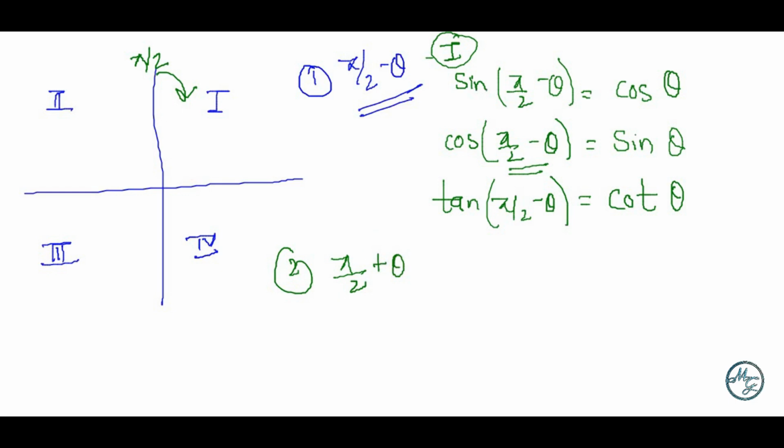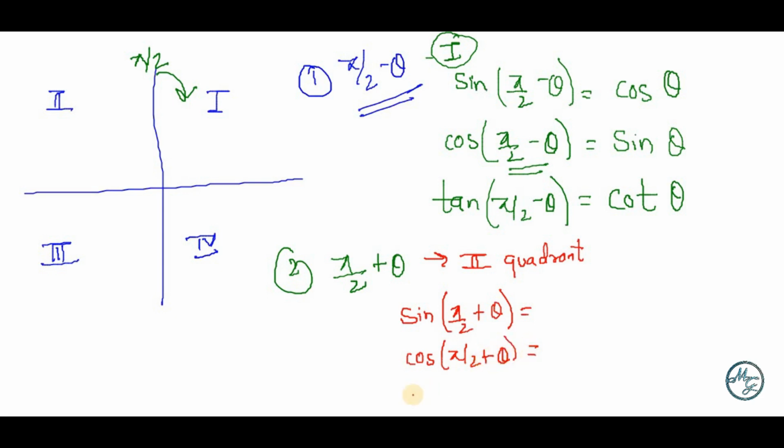When I say pi by 2 plus theta, that means the angle lies in the second quadrant. So let's write sine(pi by 2 plus theta), cos(pi by 2 plus theta), tan(pi by 2 plus theta). Now we have got pi by 2, so conversions will take place. Sine becomes cos theta, cos becomes sine theta, and tan becomes cot theta.